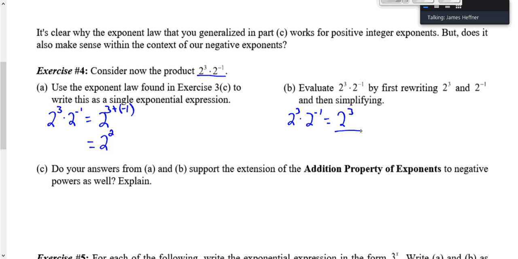Actually, let's do it this way. That's why we do it a slightly different look. 2 to the 3rd times 1 over 2 to the 1, right? Wouldn't that be the reciprocal of 2 to the negative 1? Yeah.